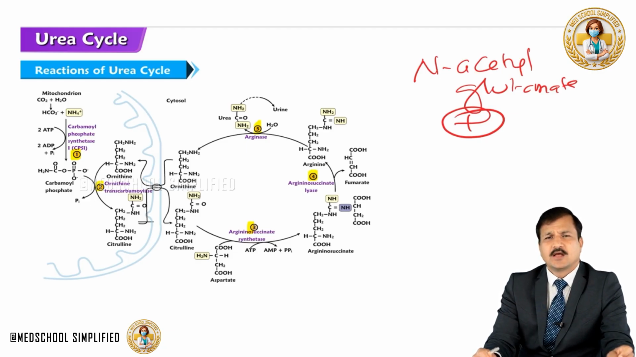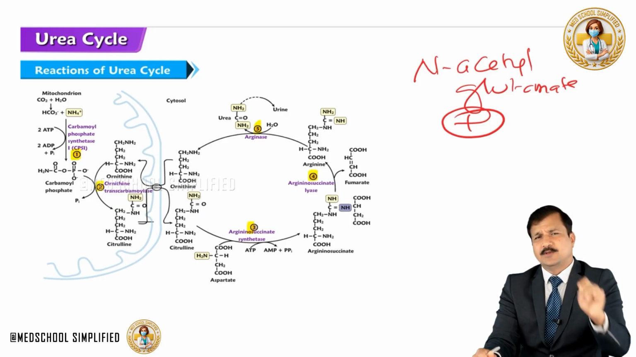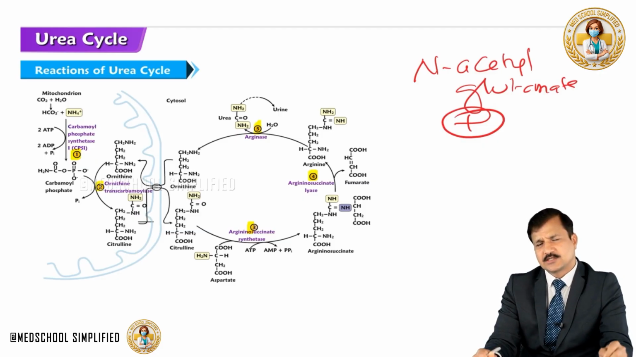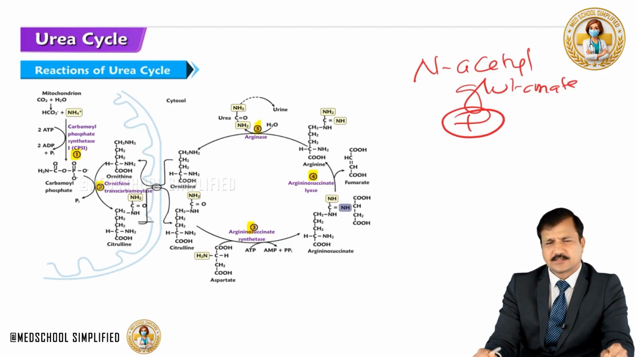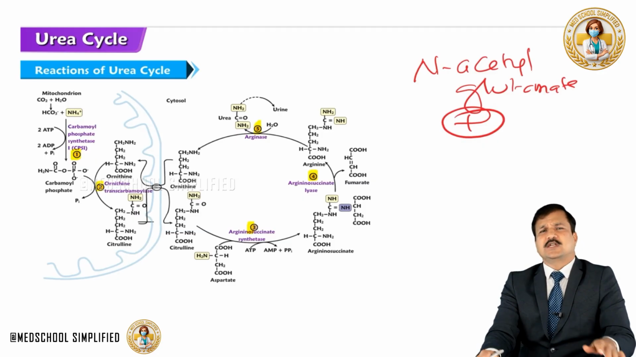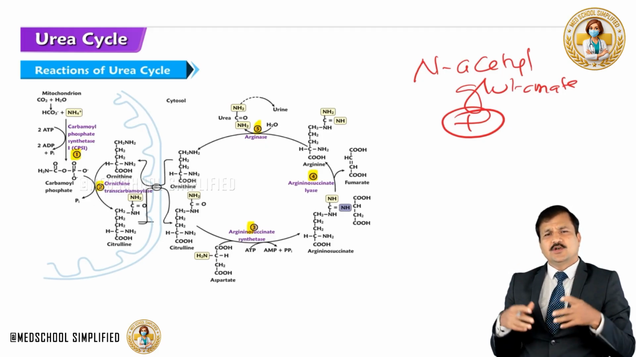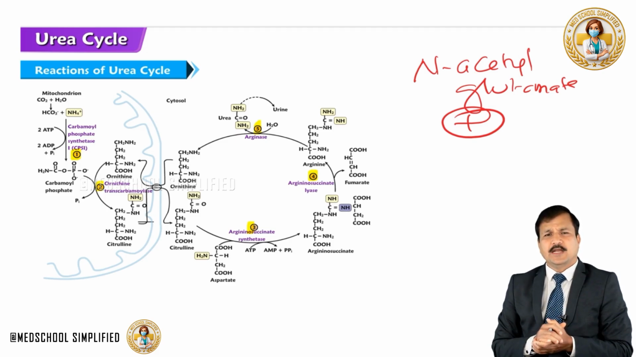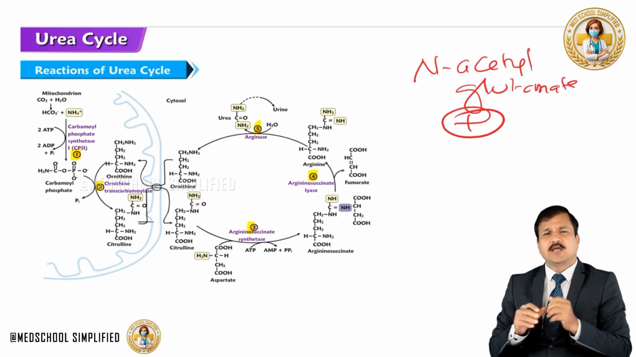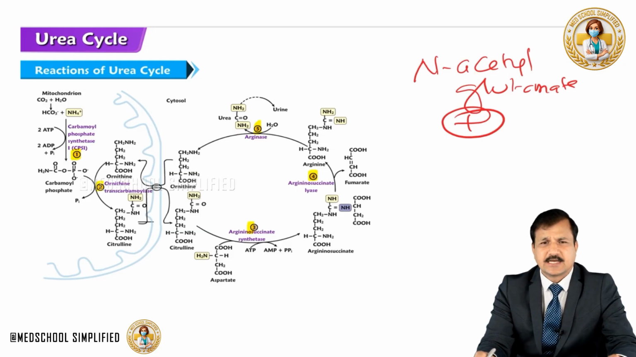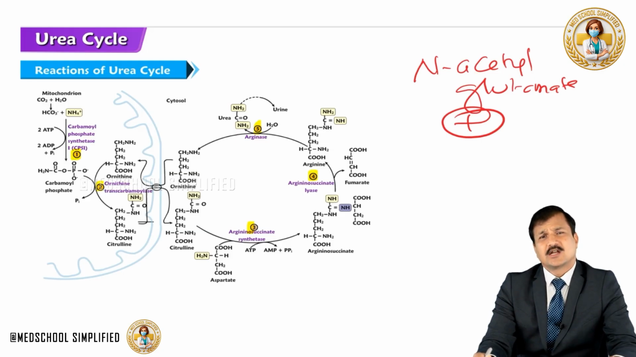So far, up to the formation of argininosuccinate, we have seen 4 ATPs consumed, 2 in the first reaction and 2 in the third reaction. Now argininosuccinate is a complex molecule. It is going to break into fumarate and arginine, done by the argininosuccinate lyase enzyme. So we got arginine there, which is an amino acid itself.